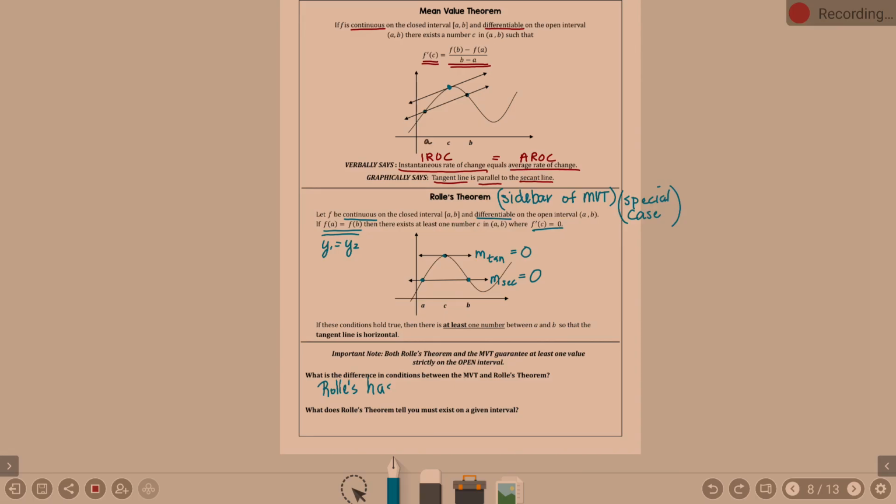So Rolle's has a secant line with slope equals 0.